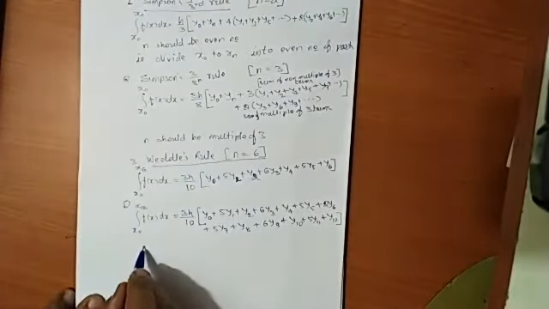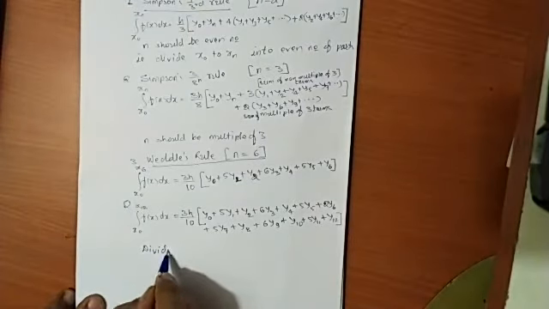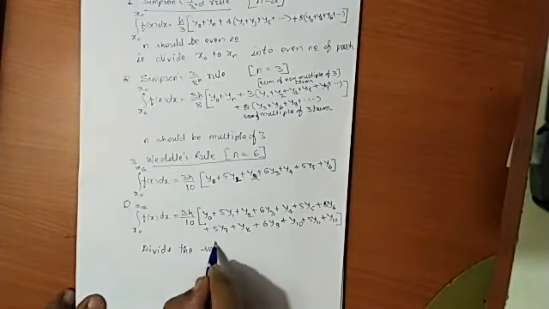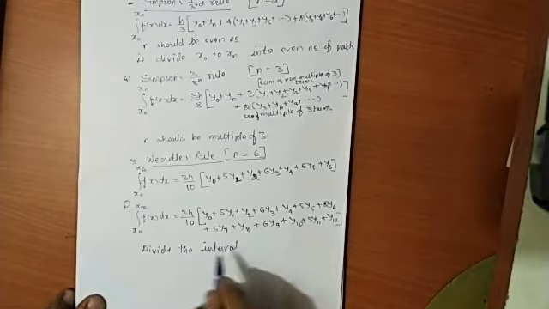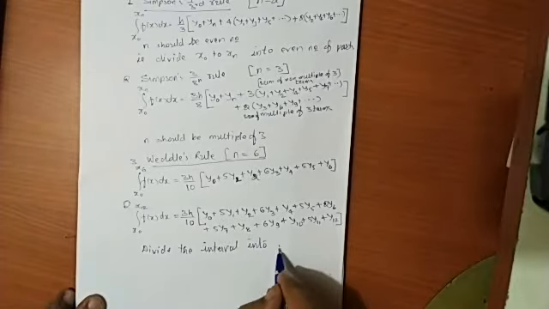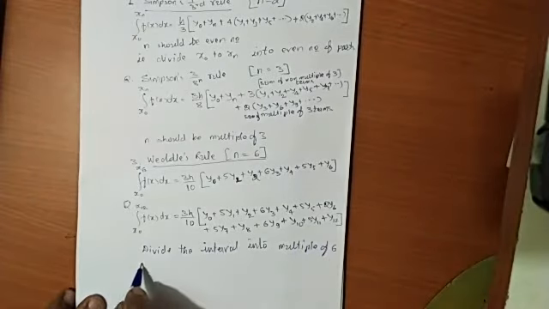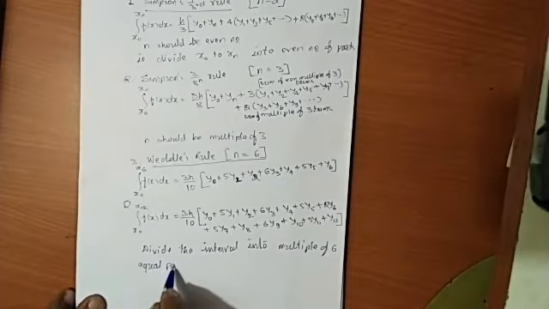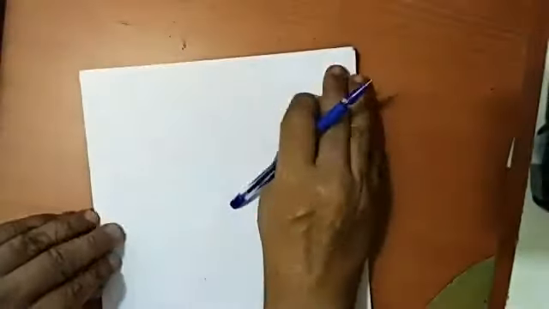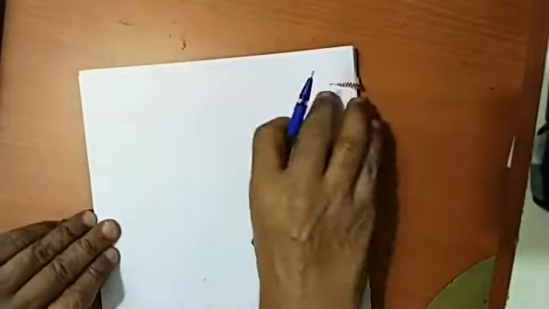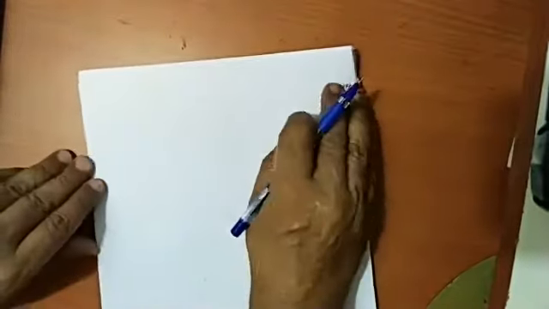So what you have to do? Divide the interval into multiple of 6 equal parts. So this is Weddle's rule. This we have discussed in the previous class, so I don't go much into the details. Now I directly go to the problems.